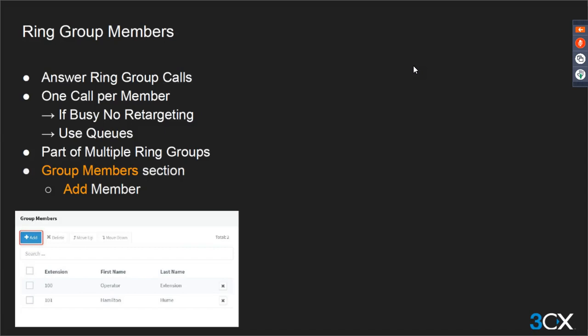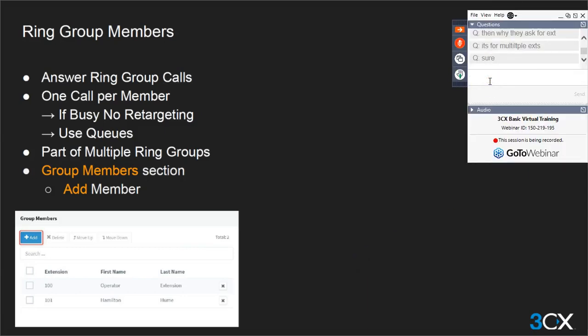Now, if a group member is busy, there is no retargeting of the group member, which is pretty straightforward. What it means is the PBX will work its way through the list only once. If a member of the group is not available to answer the call, the PBX will try the next available member in the list. This is the hunt group scenario, where you're hunting one by one.